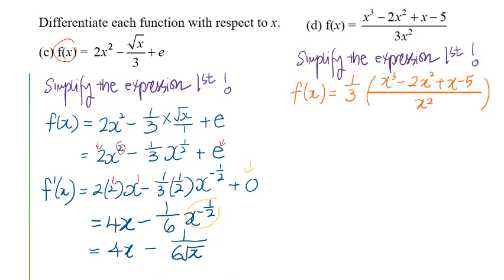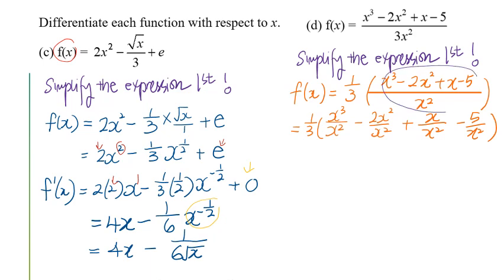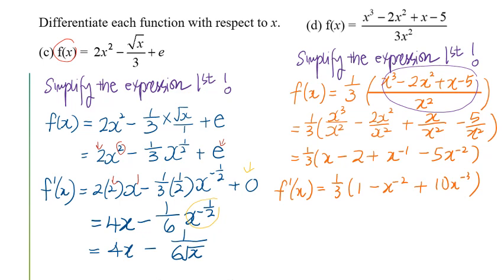All right, I pull out the 1/3 first, to make life easier, right? And then just break up whatever is inside here into individual fractions. Okay, and then now you can simplify. 1/3 is a constant, so just leave the constant alone. So you just differentiate these individual terms.